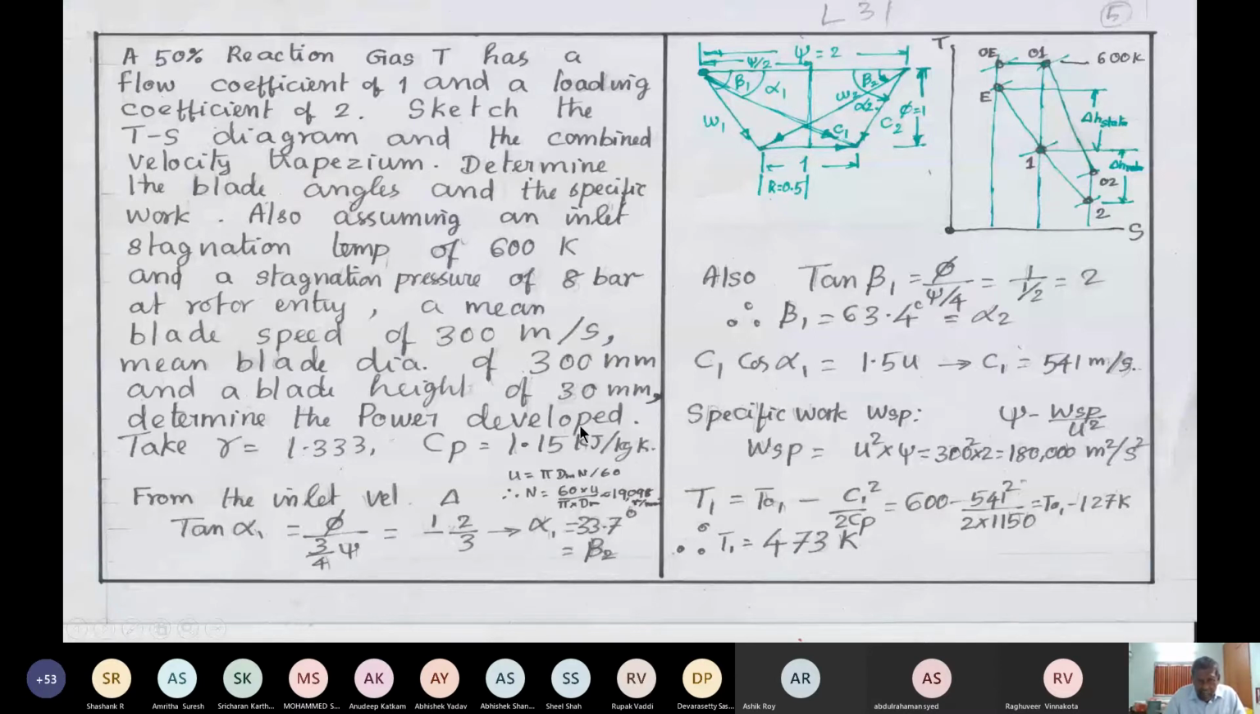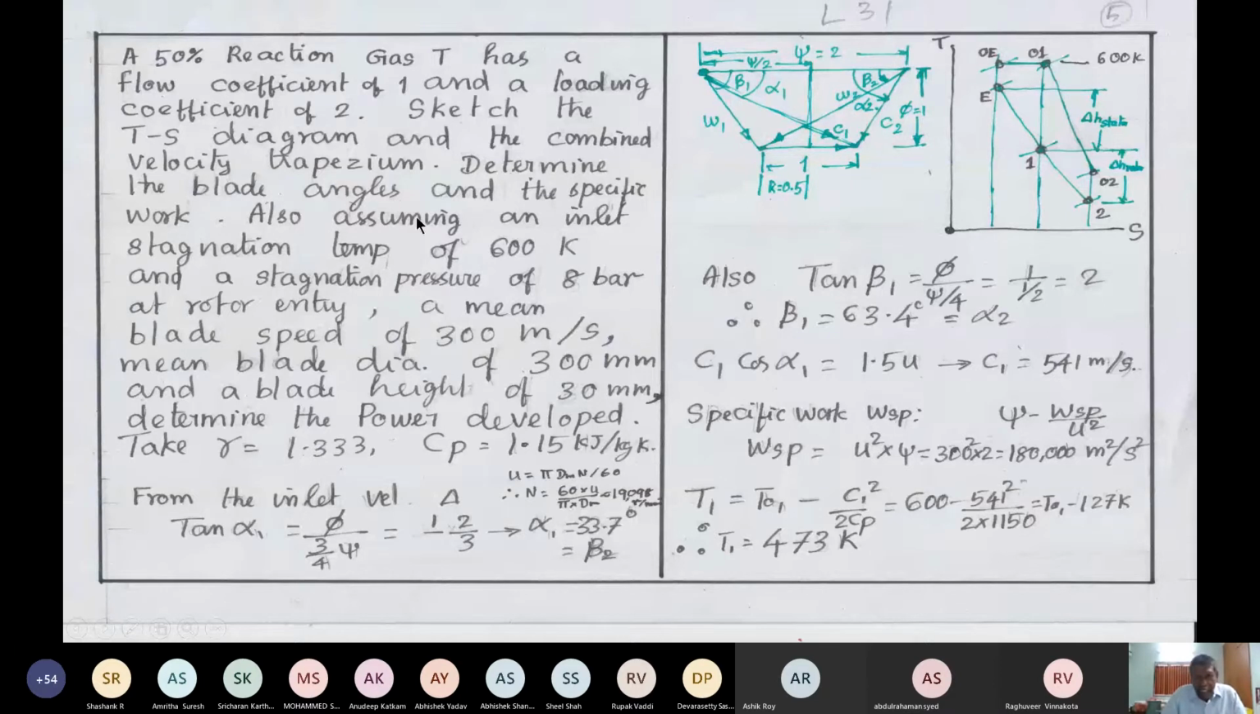Determine the power developed. Take gamma equal to 1.333, Cp equal to 1.15 kilojoules per kgK. From the inlet, now you are given R, which is 0.5, flow coefficient is 1, and loading coefficient is 2. Now, can you sketch the combined, non-dimensional velocity trapezium?